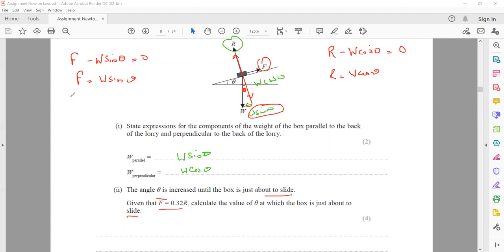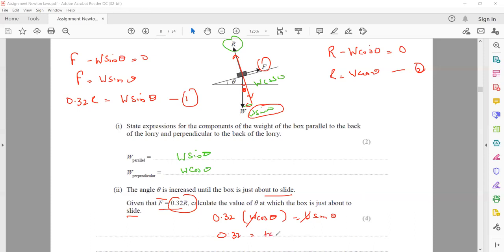When we compare these two equations, the value of F is given as 0.32 R. So in place of F, I can write 0.32 R. So 0.32 R is equal to W sin theta. This is our equation 1, and this was equation 2. So if I substitute the value of R as W cos theta, this will be 0.32 W cos theta is equal to W sin theta. W will cancel with W, cos theta is multiplied, other side will divide, and sin theta over cos theta is tan theta. So 0.32 is equal to tan theta.